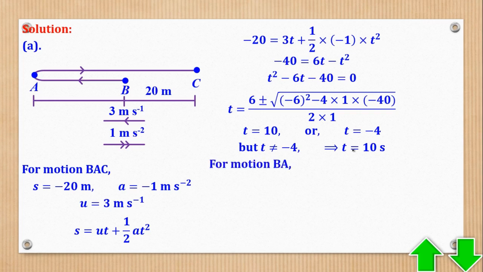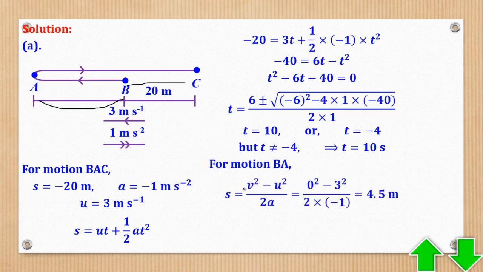What about the distance? So for motion BA, we know the distance from B to C, but from B to A, we don't know it. So we have to first get it. So we shall use the third equation of motion and make S the subject. So final velocity is 0, because at this point it is momentarily at rest. Initial velocity was 3 and acceleration is -1. So you come up with 4.5.